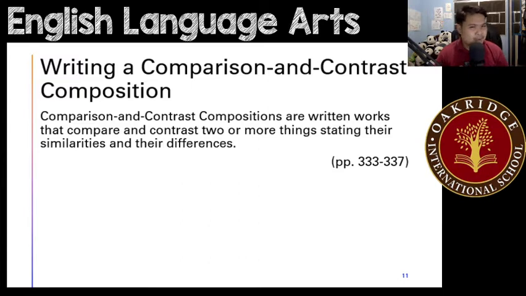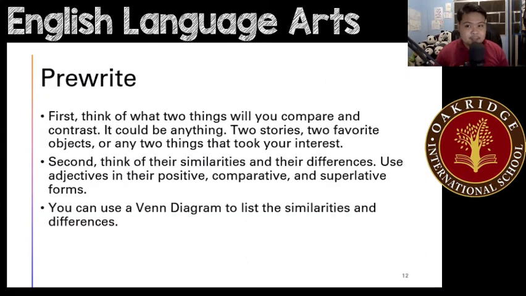Because when you compare, you're trying to tell the similarities, just how the same two things are. Compared to contrast, you're telling about their differences, just how different two things are. Okay, now it can be quite challenging to actually create a composition describing two things and their similarities and their differences. So how are you going to do that?